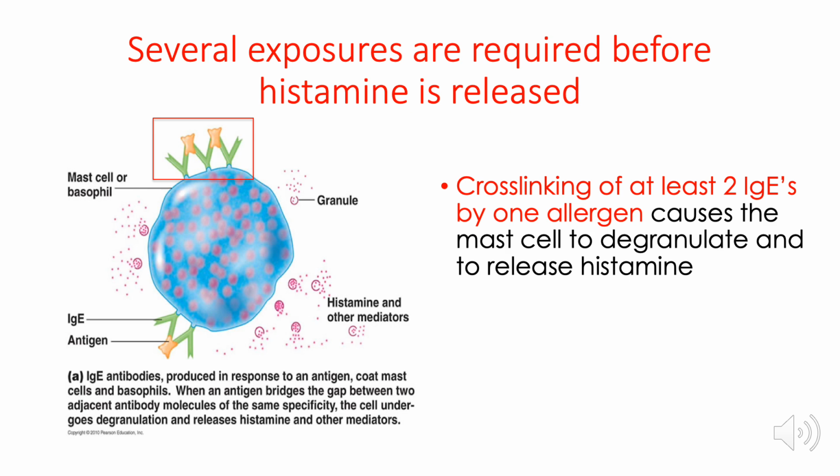cross-linking? Take a look at the red rectangle in the photo. Cross-linking would mean one allergen should be able to bind to two IgEs at the same time, meaning two IgE antibodies are cross-linked by one allergen. The requirement for the release of histamine is for one allergen to cross-link two IgEs. Why do you think this one is important to take note of?